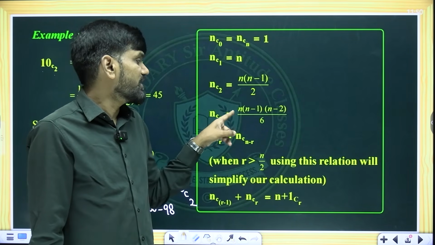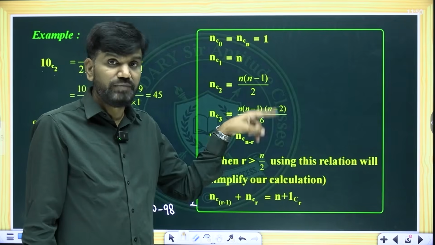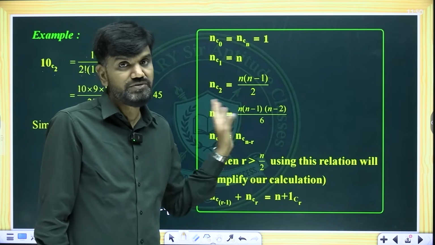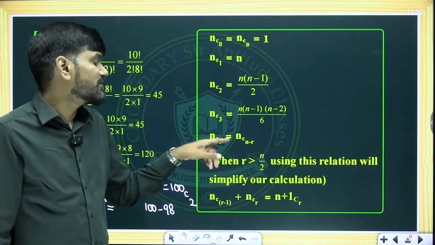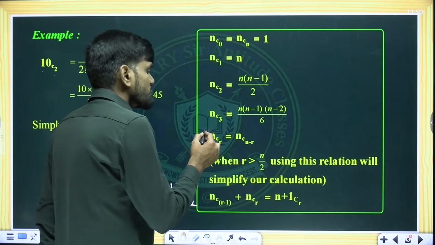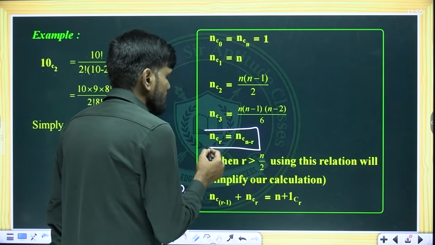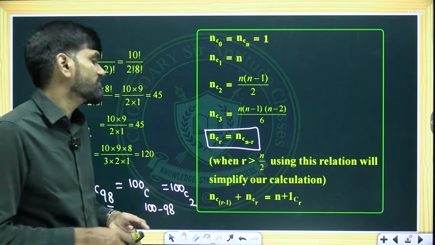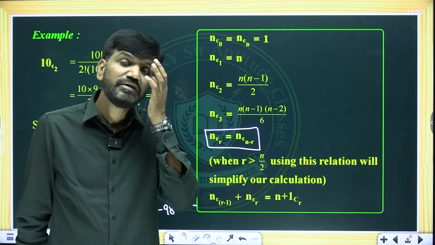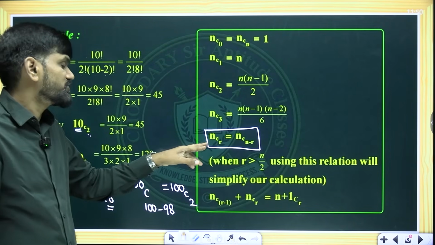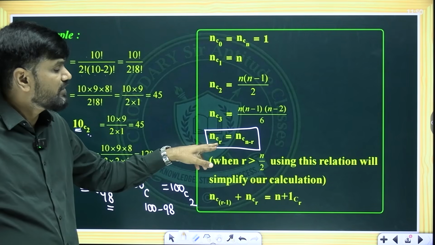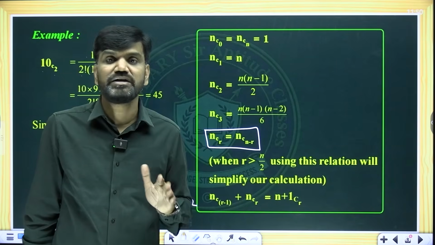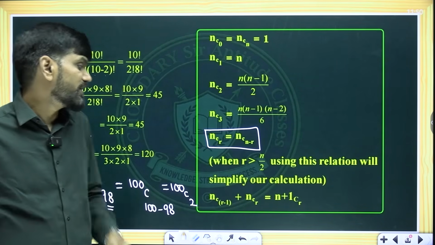nC3 is nothing but n into n minus 1 into n minus 2 by start with 3, go up to 1. So that is 3 into 2 into 1, which will give you 6. Similarly, nCr equals nC(n minus r). The suggestion for this, as I told you already, is that when r is more than half of n, using this relation will simplify our calculation. That's why try to use this relation only if you feel that the r value is more than half of n. Otherwise, don't use it. Right, dear?